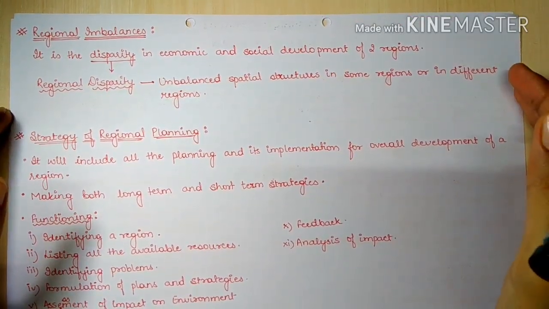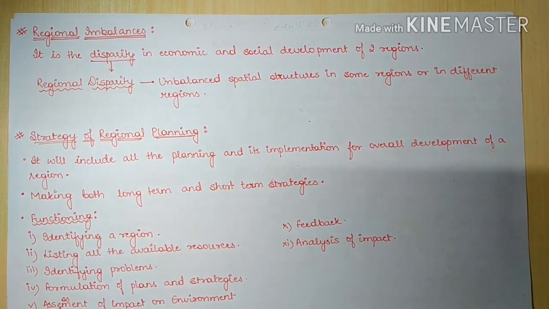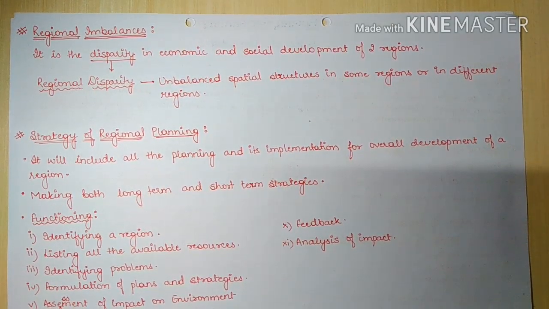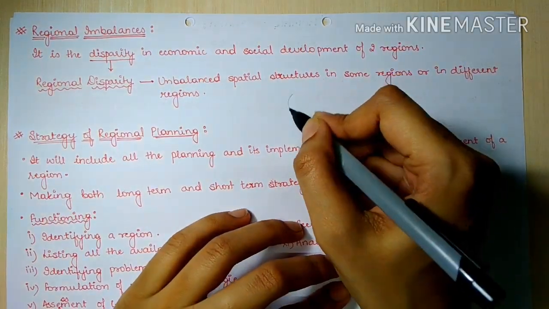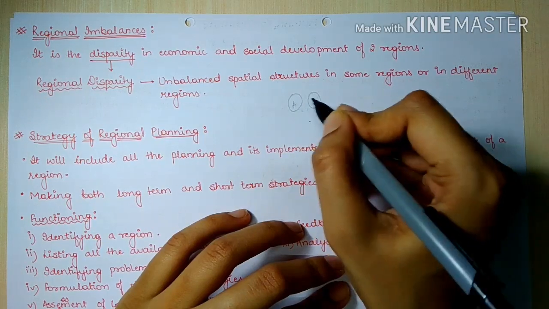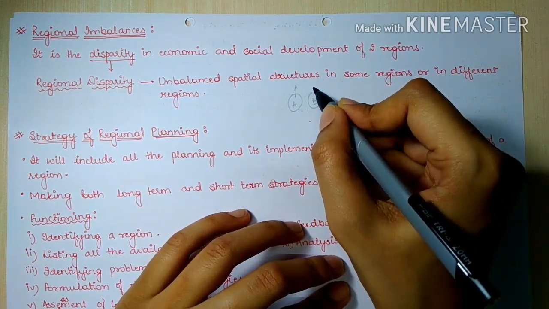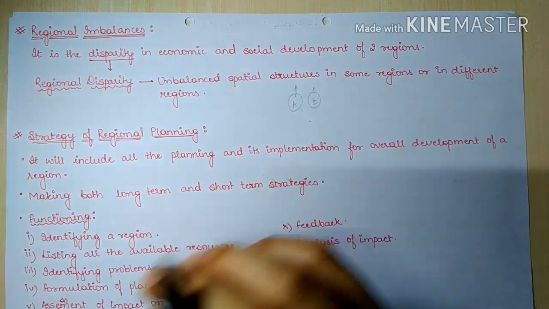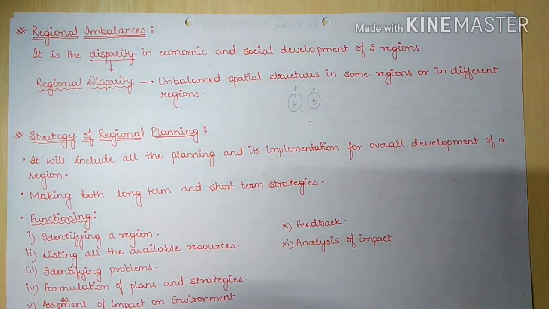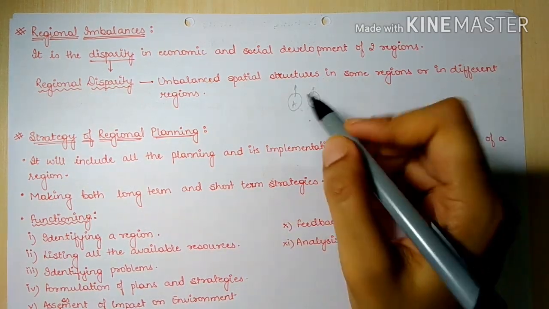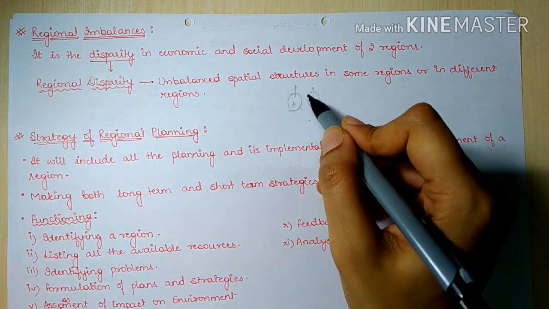Now we will look into regional imbalances. Regional imbalances are basically disparity in economic and social development of two regions. Like we have two regions, A and B. This region is more developed while this one is less developed. So it is an unbalanced spatial structure of some regions or in different regions. So this is our regional imbalance.